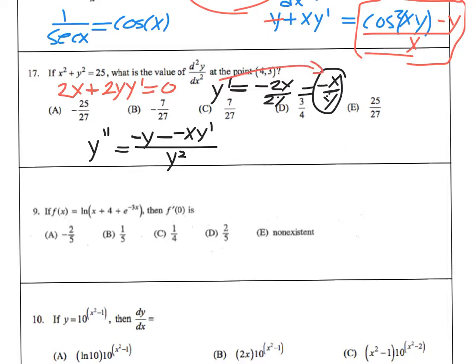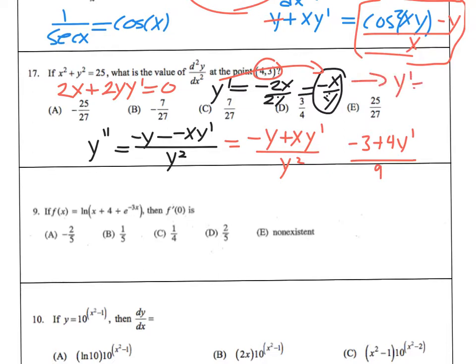So one of the things that we can do is to figure out what this is by doing something like, okay, so negative y plus xy prime over y squared. And if I'm using the point 4 comma 3, that would be negative 3 plus 4y prime divided by 3 squared, which is 9. Y prime at those same points, 4 comma 3, would be negative 4 over 3.